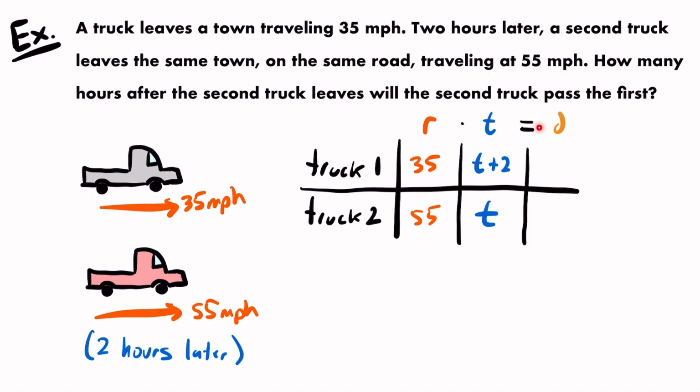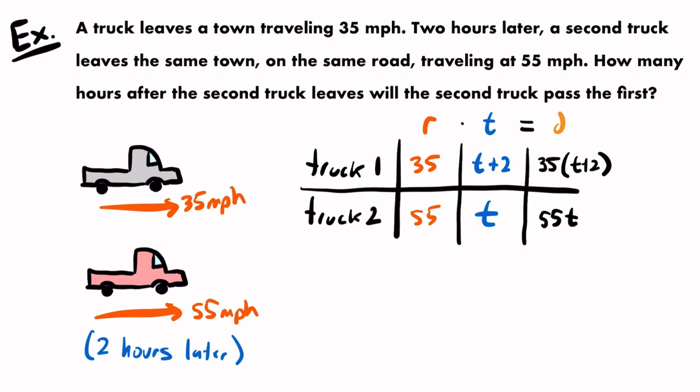Okay, and so now we filled in the two columns for r and t, and we know that r times t is equal to d, the distance, so now we can fill in these values as well. For truck 1, d will be equal to 35 times (t plus 2), and for truck 2, the distance will be equal to 55 times t. But now what do we do with that information? Well, remember what's going on in this problem. We want to know how many hours after the second truck leaves will the second truck pass the first. In other words, when is the distance traveled for the two trucks the same?